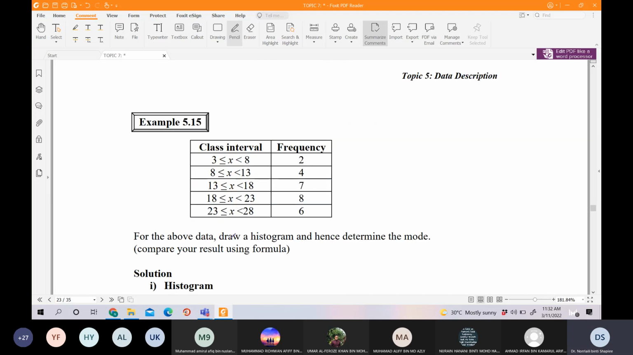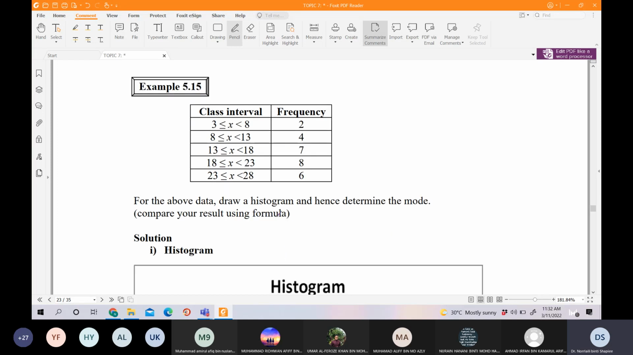Okay, from the above data, draw histogram and hence determine the mode. Compare your result using formula. Okay, nampak ni. Okay, bila dia kata compare result using formula, dia nak tengok, okay, macam mana you punya mode daripada histogram, which is the graphical method. Okay, adakah dia exact value as a formula? Ataupun dia lari daripada formula? Ataupun dia lagi tepat daripada formula? Okay, we don't know. Okay, so we need to draw the histogram first.